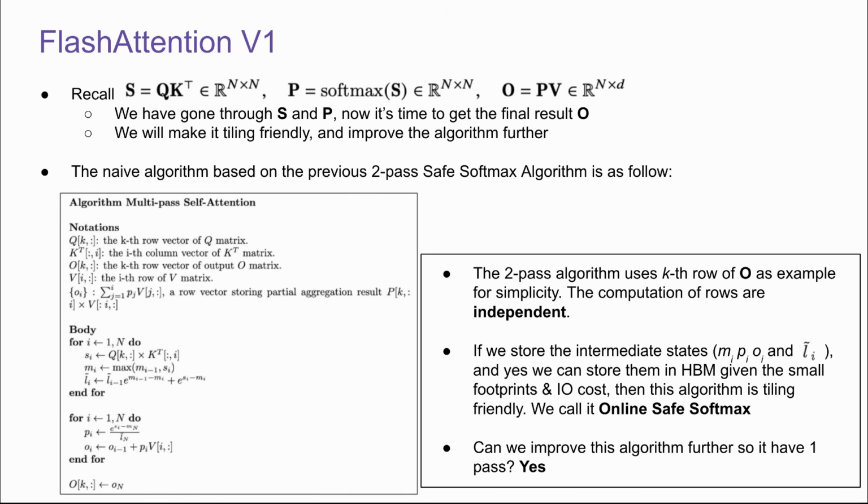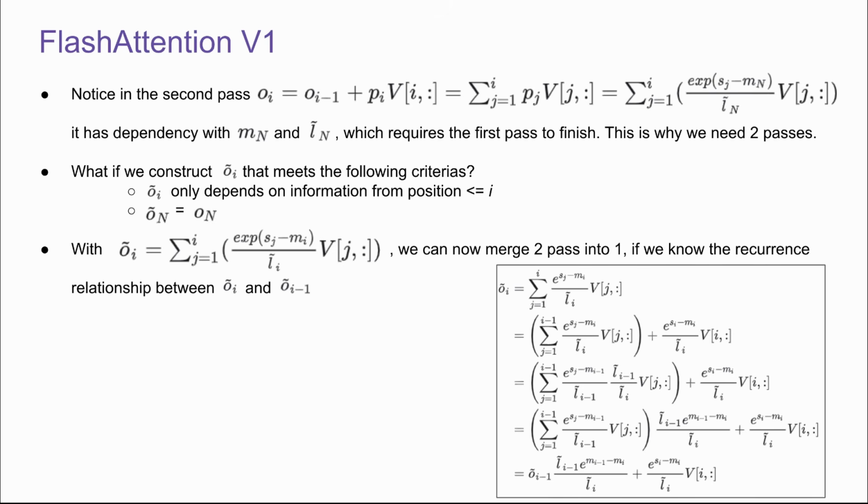Can we improve this algorithm further so it has only 1 pass? The answer is yes. The main reason we still have 2 passes is because in the second pass, when we calculate Oi, it has a dependency on Mn and Ln hat, which requires the first pass to finish.